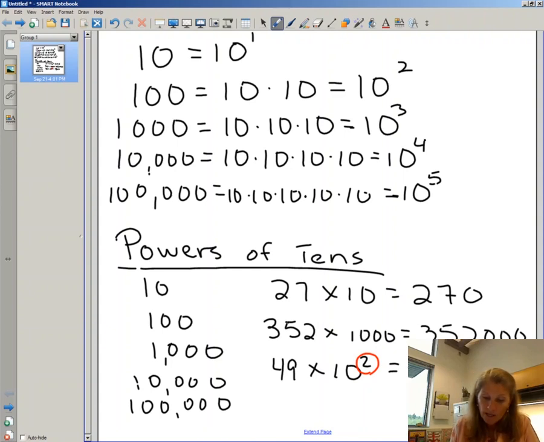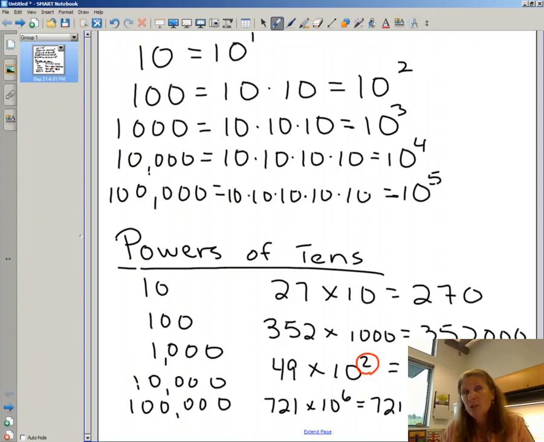So let's say I had 721 times 10 to the 6th power. Well, I would have 721. That's kind of a hard one. And then how many zeros would I put on the end? 6, because I have 6 powers. So I'd have 1, 2, 3, 4, 5, 6. 721 million when I have times to the 6.